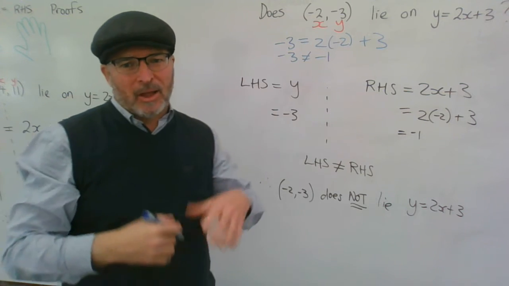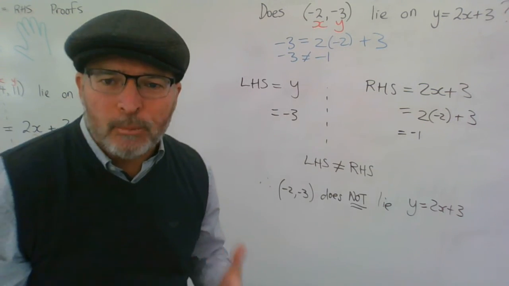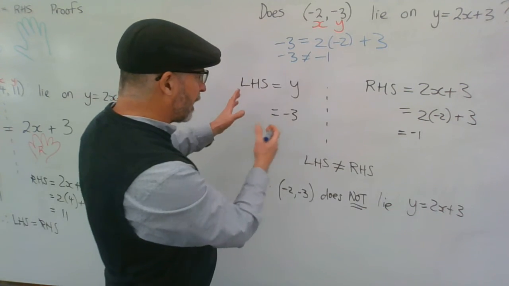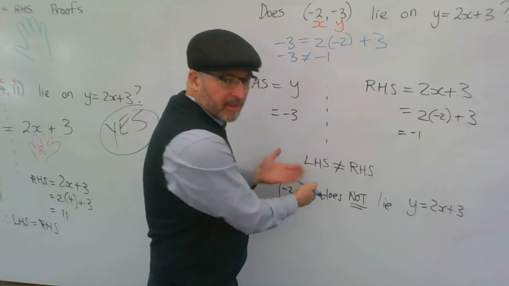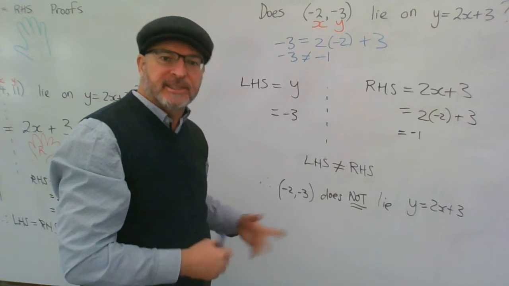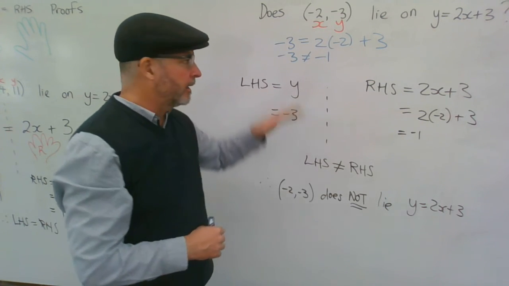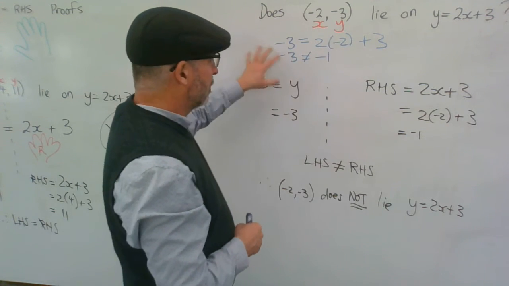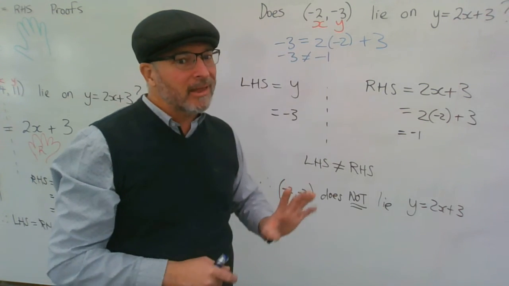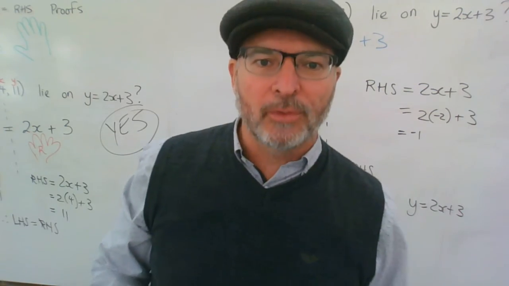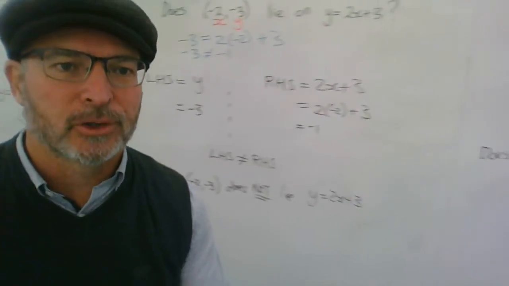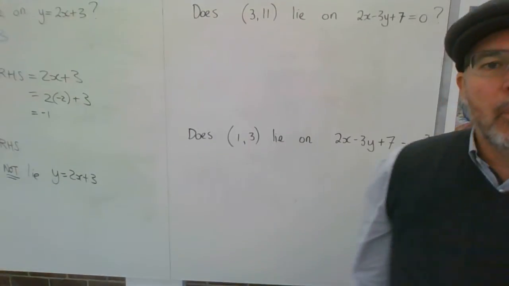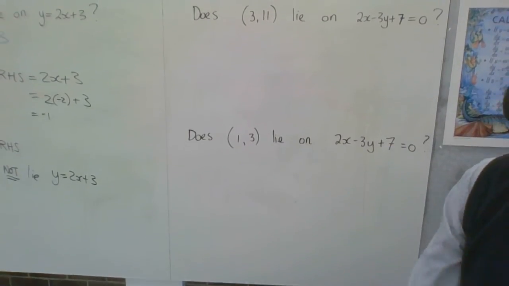Some people write things like that and they're sort of doing the same working but not setting it out the correct way. So separately work out the left and the right and then declare whether they're equal or not and then make your statement about whether the point lies on the line. Don't just shove the x and y straight into the equation like this. You might get away with it in year 9 maybe, but it's not the right way to set things out for the future. Okay. Here's a couple of quick questions to do.